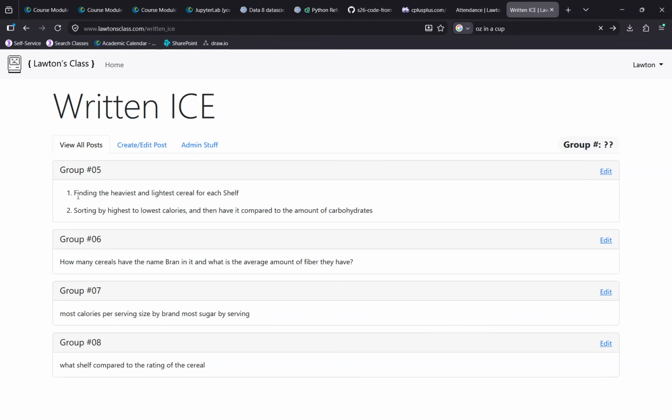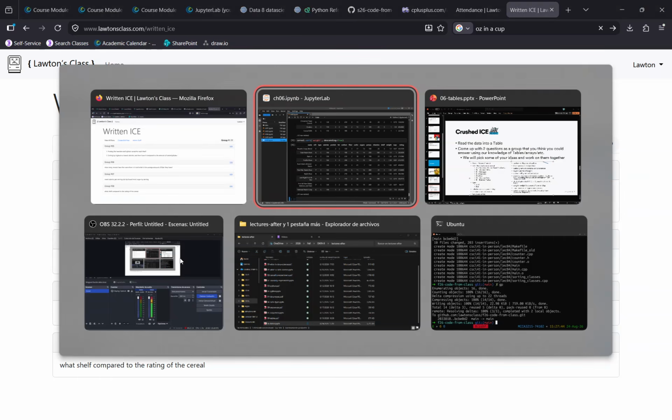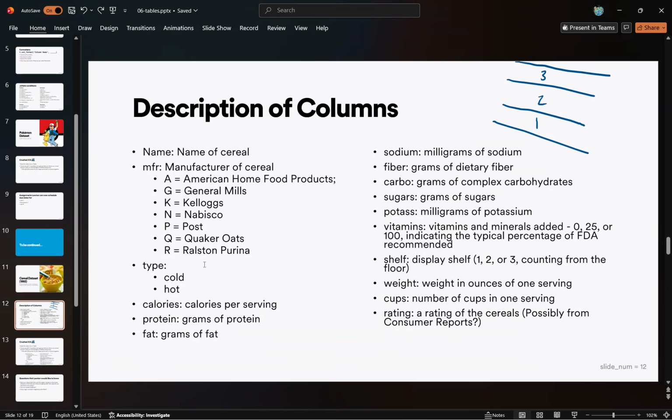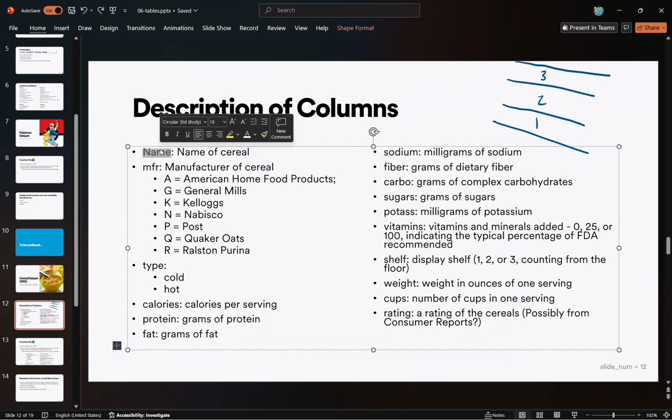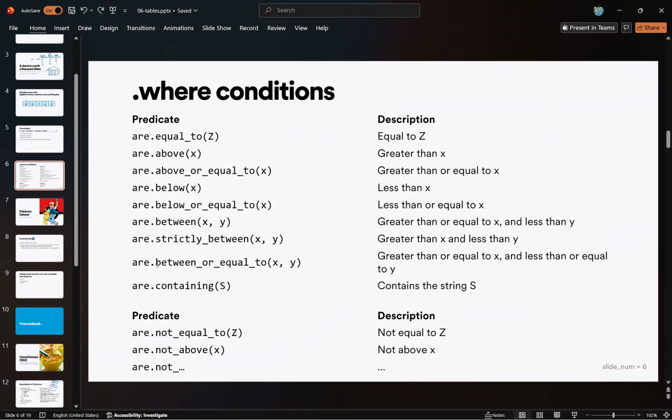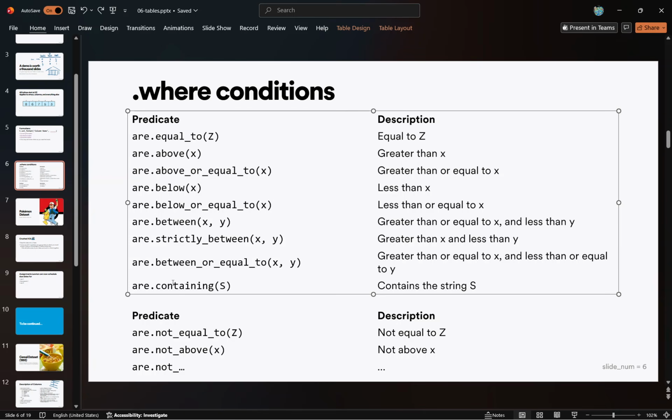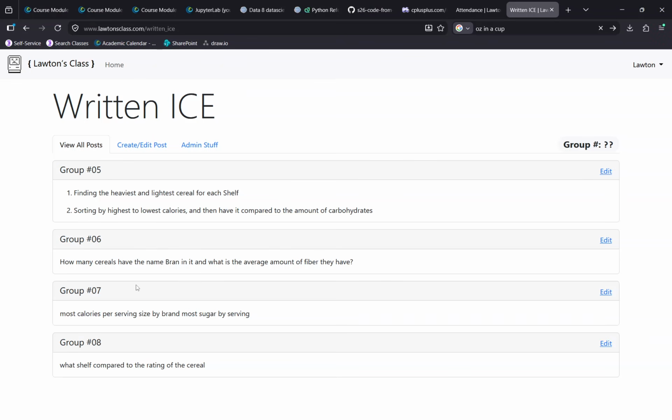I like that. Yeah. So let's do some other group ones. How many cereals have the name bran in it, and what is the average amount of fiber? I like that. So that's a 2-step process. We'll have to do one of those .where conditions to get which ones have bran in their name. So name, we'll do where the name column values are containing bran. And then we can go and find the fiber of those ones. So let's do that. I like it.